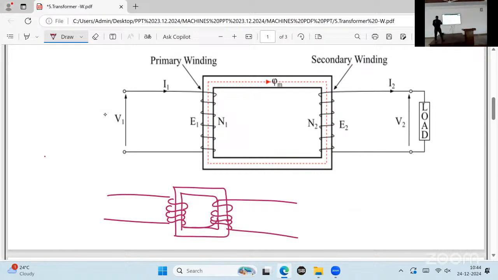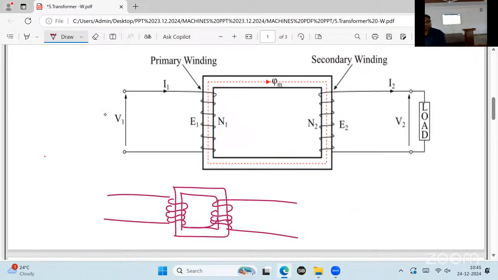Now we have to give the supply. You can give it on the left side or the right side, any one. Wherever you give a supply, that is called the primary. If you give the left side, left becomes primary winding. If you give the right side, right becomes primary. The other will be secondary. We have to give the AC supply.